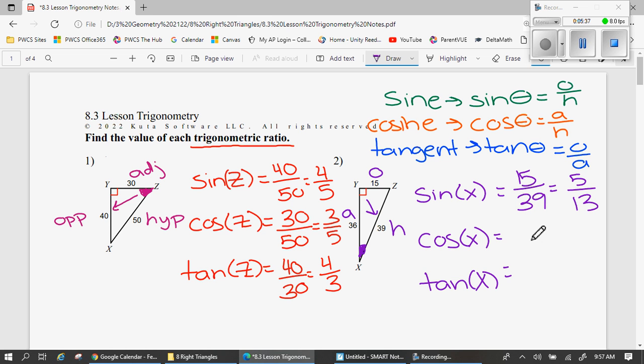Cosine is the adjacent over the hypotenuse, so 36 over 39, which is going to be 12 over 13. And tangent is always opposite over adjacent, so 15 over 36. So we're going to get 5 over 12. I hope that you can see, like, this is just plugging in numbers. If you write down the relationships and you label the sides O, A, and H, all I have to do is plug the appropriate numbers in for the trig ratio that I'm interested in finding.